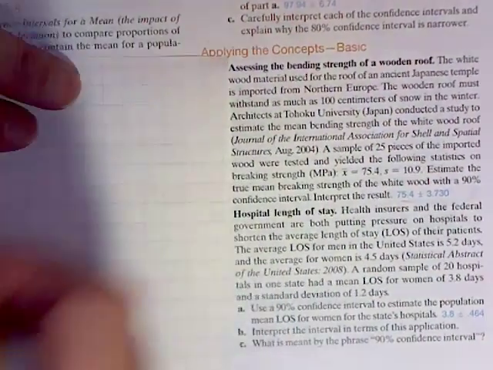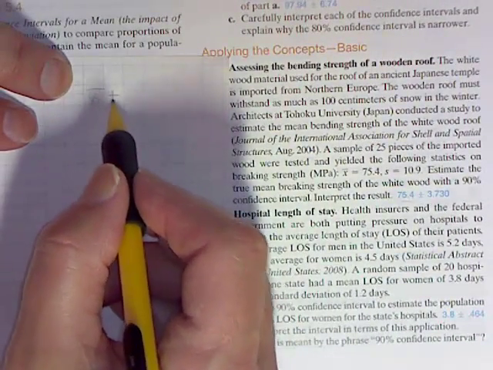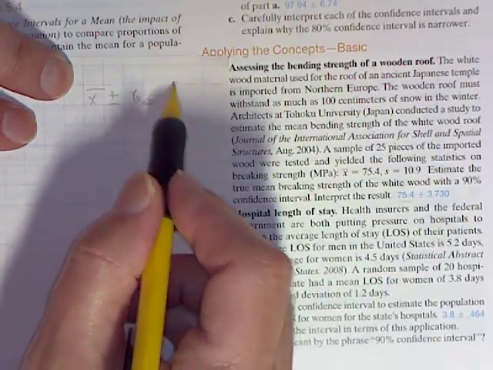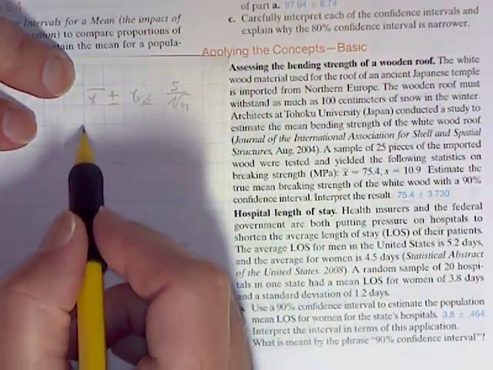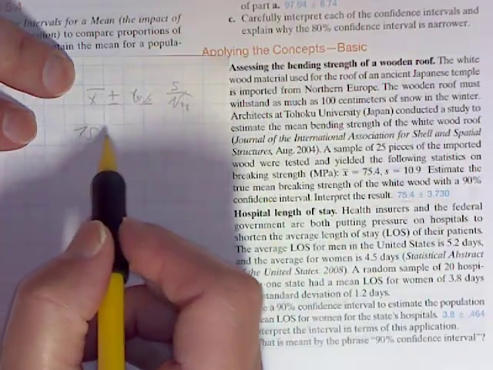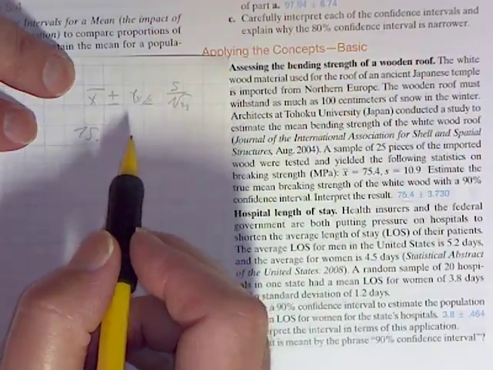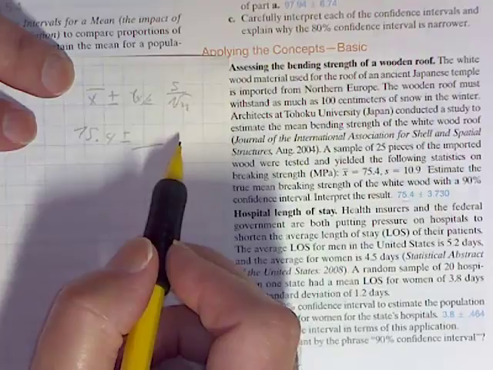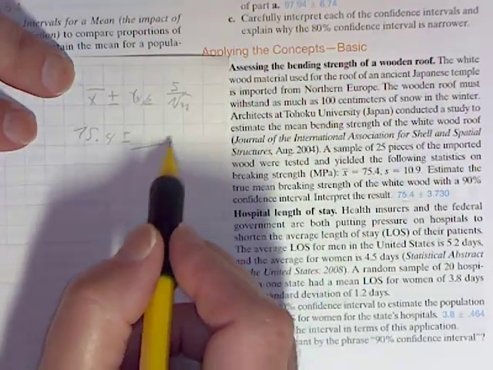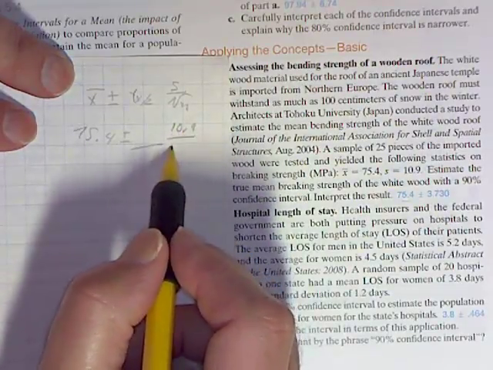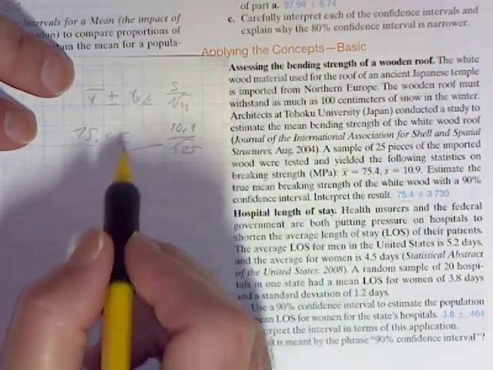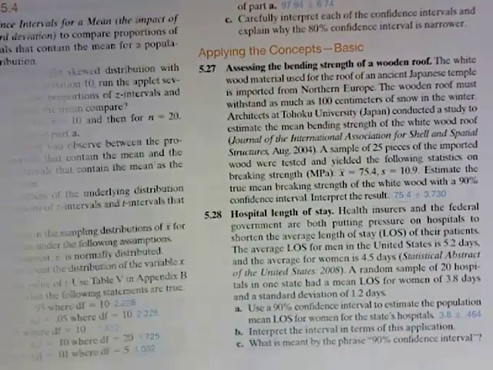And then we will simply write out the formula. So the formula is x bar plus or minus t alpha over 2 times s divided by the square root of n. Well, x bar is 75.4, plus or minus, we need to look that up. S is 10.9 divided by the square root of 25. That's the sample size. So we need to look up this t alpha over 2. That's in the back of the book.